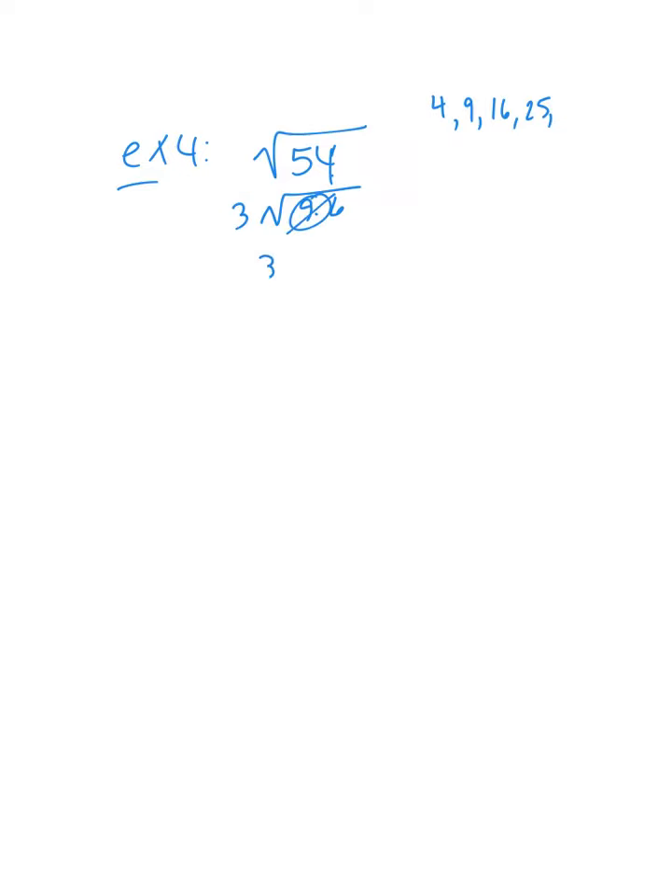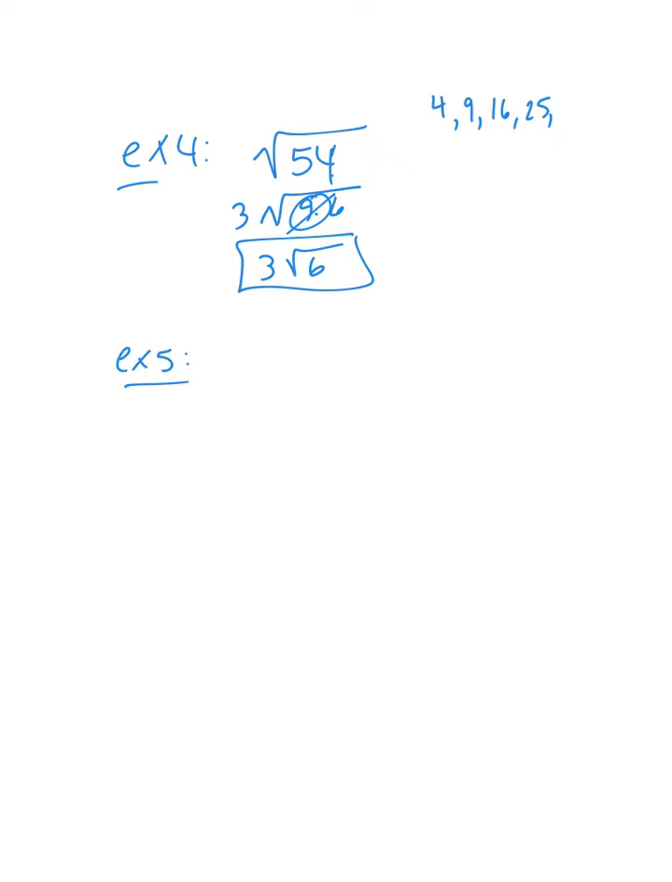Okay, so looking at a new example, example 4, let's simplify the square root of 54. So in your mind you think, I'm skipping over 1 because 1 goes into everything. Does 4 go in? Does 9 go in? Does 16 go in? Does 25 go in? Etc., etc. So 9 is a factor of 54. So I'm going to rewrite this as 9 times 6, which is 54. Take the square root of 9, which is 3. 3 radical 6, or 3 times the square root of 6.